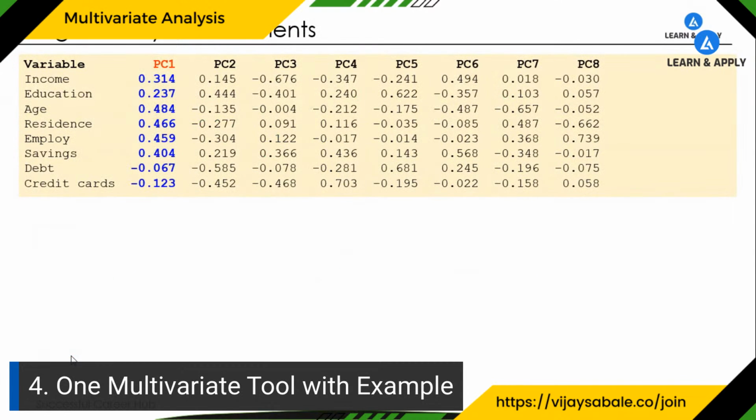Now, let's go to the eigen analysis coefficients. If you see this principal component 1 and the variables, what does it indicate? It indicates how the value of principal component 1 is calculated, because these are also called coefficients. If you multiply this coefficient with the value of that particular variable, we will get the first element of this principal component 1.